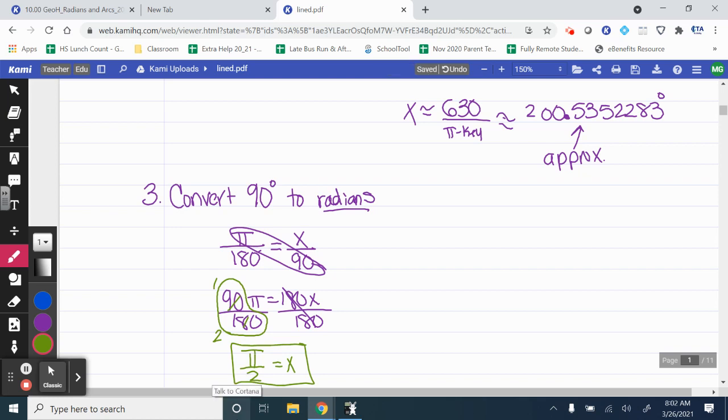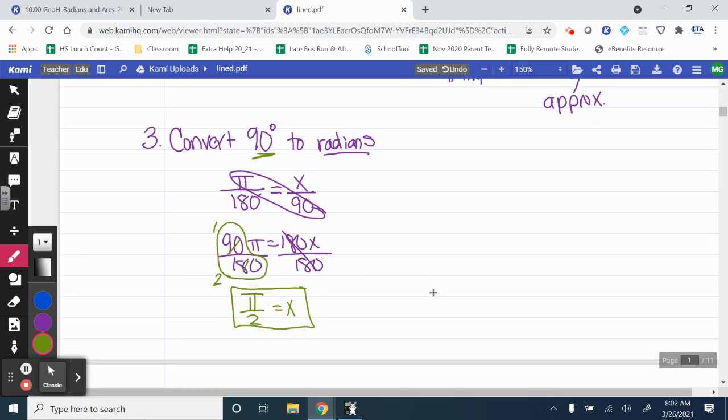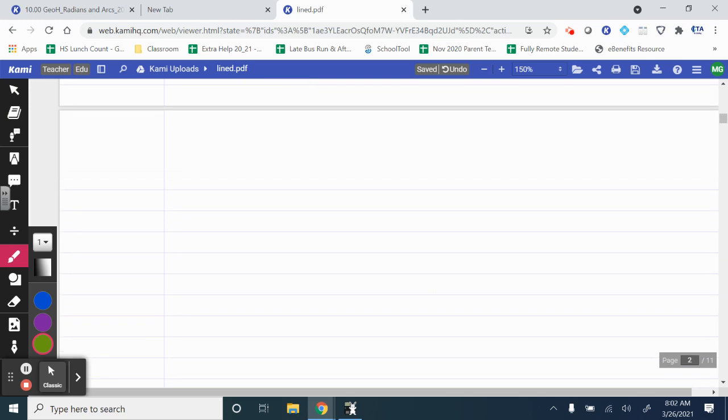Now that should make sense to you because we just said pi radians is equal to 180 degrees. So if I were to convert this pi over 2 back to degrees, it has a pi in it, so I could just sub in 180. 180 divided by 2 is 90. So pi over 2 radians is equal to 90 degrees.